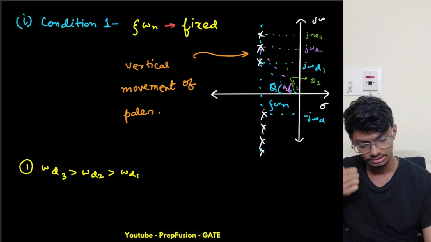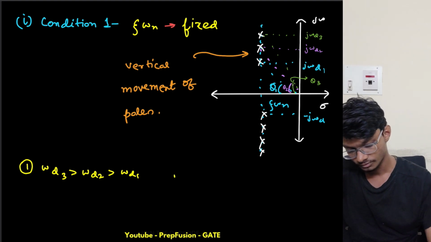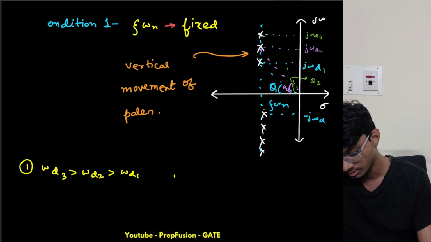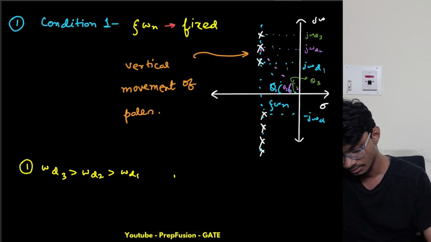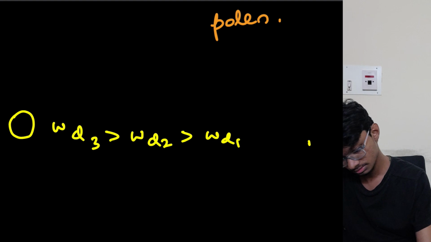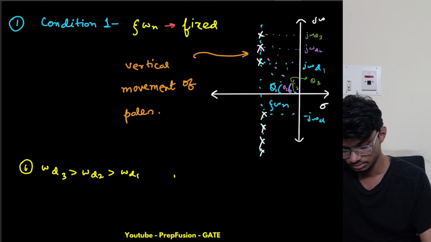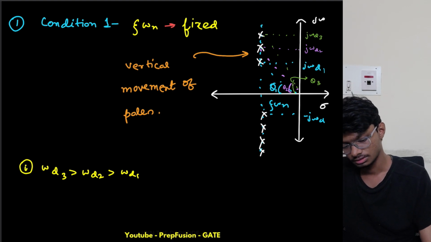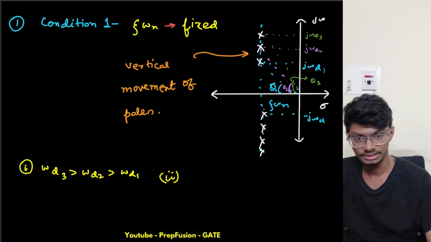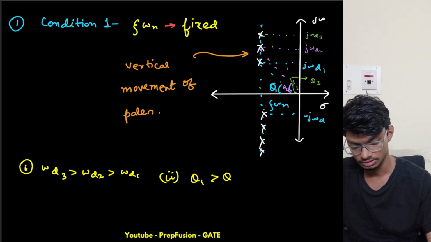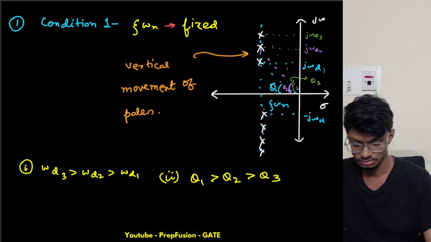Next, theta I can compare. So my theta, okay, let me write this as 1, okay, sorry, and this is my omega d3. So what is my theta? So theta is increasing also. So this is theta 1, this is theta 2, and this is theta 3, okay.